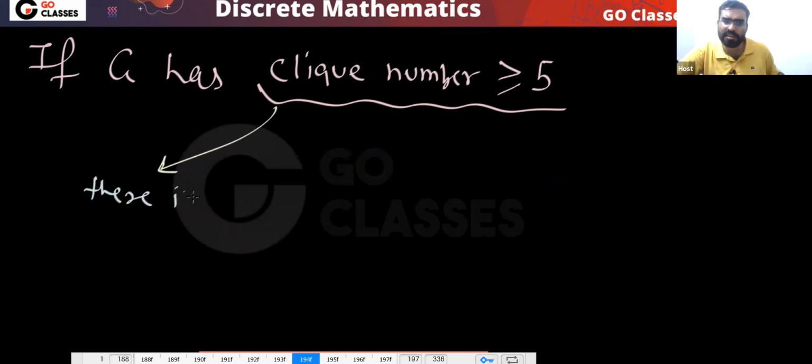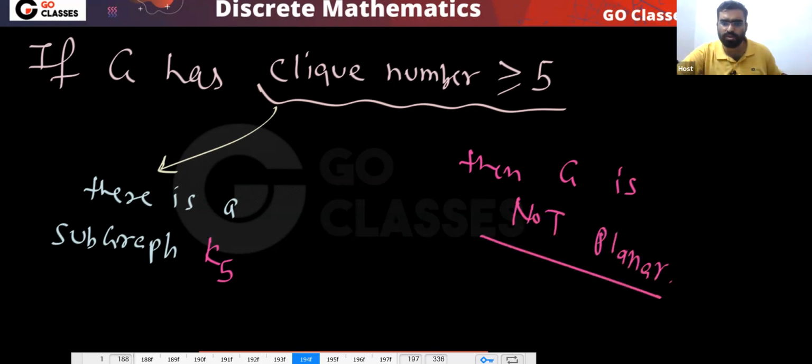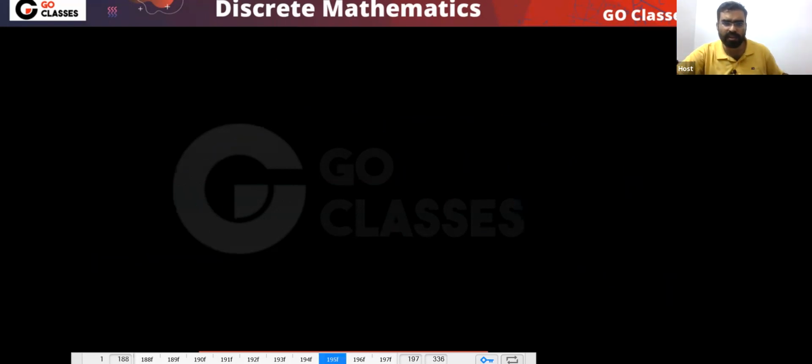Yes or no? If you have clique number greater than or equal to 5, then it means there is a subgraph which is K5. Okay, so then G will be what? Then G is not planar. Then definitely G is not planar. Okay, so these things. Now let's see one more thing.